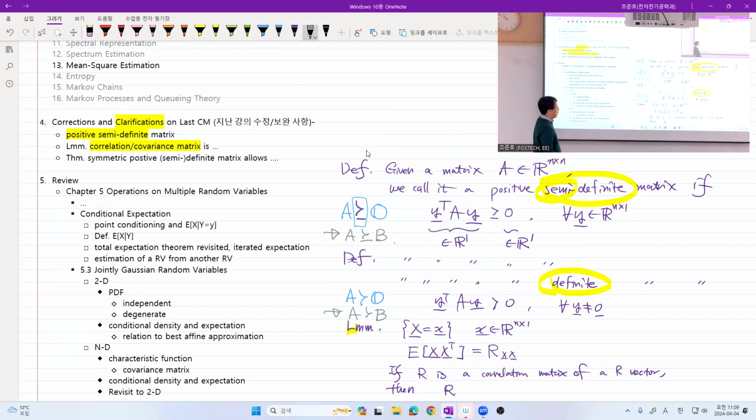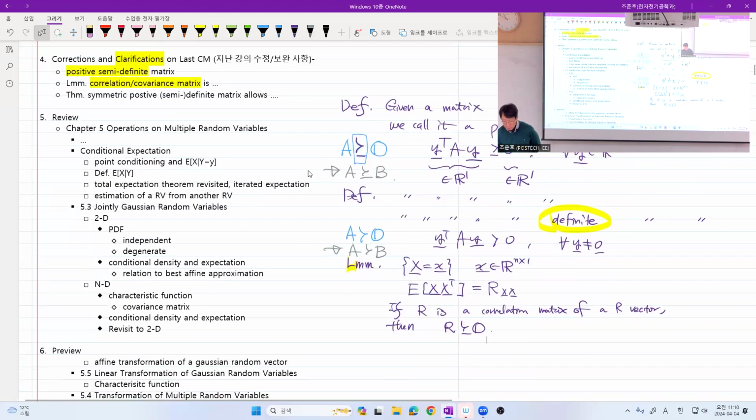Got it? Now, here, I want to use one of these notations to claim some result. What? If R is a correlation matrix of a random vector, R is always positive semi-definite. Okay? And the question is why? Why is it true? So we need a proof. Here we just use the definition. The simplest proof of a lemma is one that uses the definition.